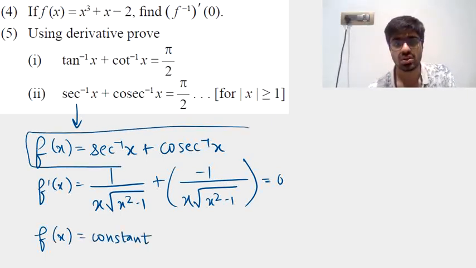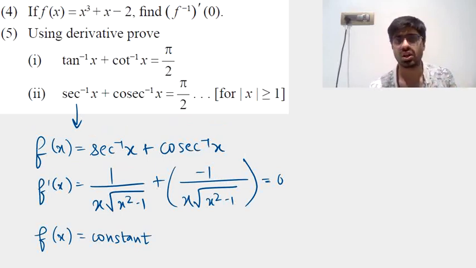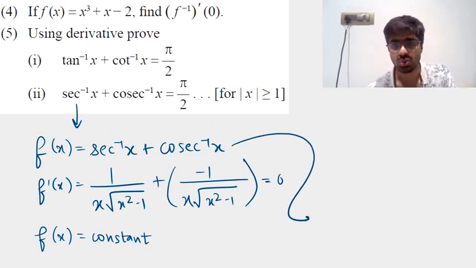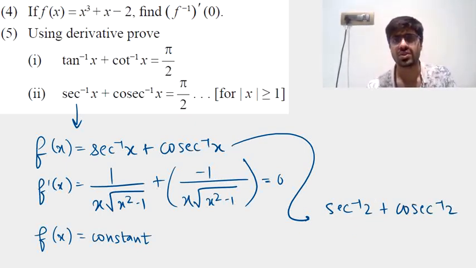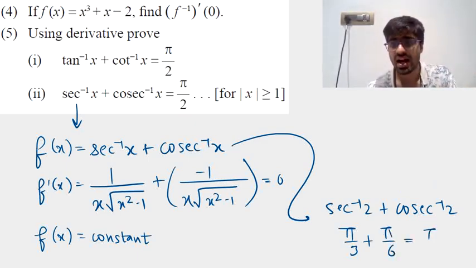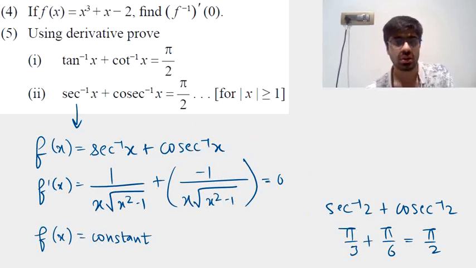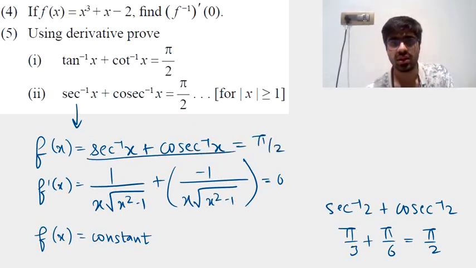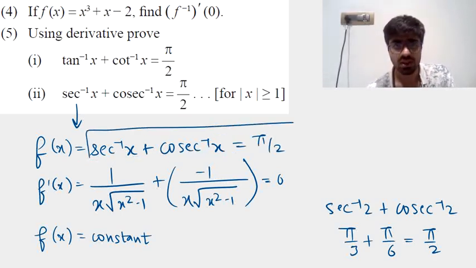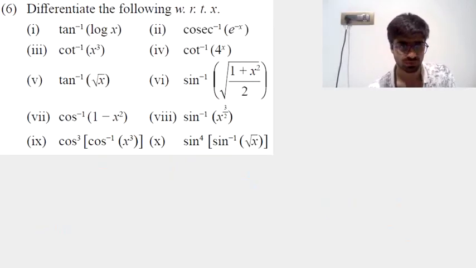If this function is a constant function, then its value will remain the same no matter whatever value of x you take. So I'll prefer to take x as 2. When I take x as 2, I have sec inverse 2 plus cosec inverse 2. Now sec inverse 2, that's cos inverse of half, which is equal to 60 degrees, so I can write that as pi by 3, plus cosec inverse 2, that will be sine inverse half, which is equal to 30 degrees, and that will be pi by 6. Add them up, you get pi by 2. So again, the value of f of x will be pi by 2. And we are finally concluding that for all values of x, sec inverse x plus cosec inverse x will always be equal to pi by 2.